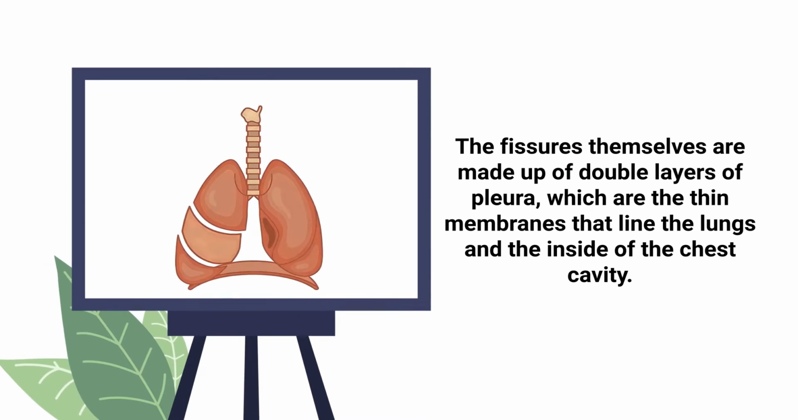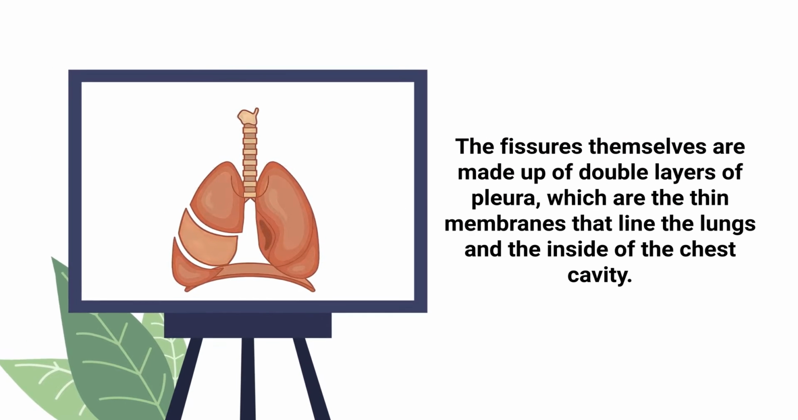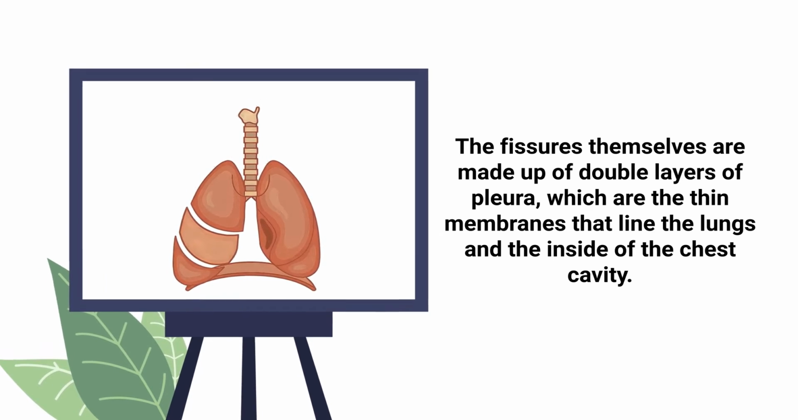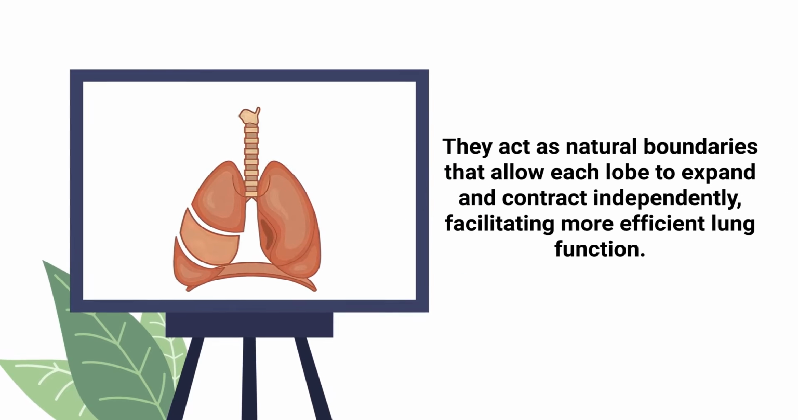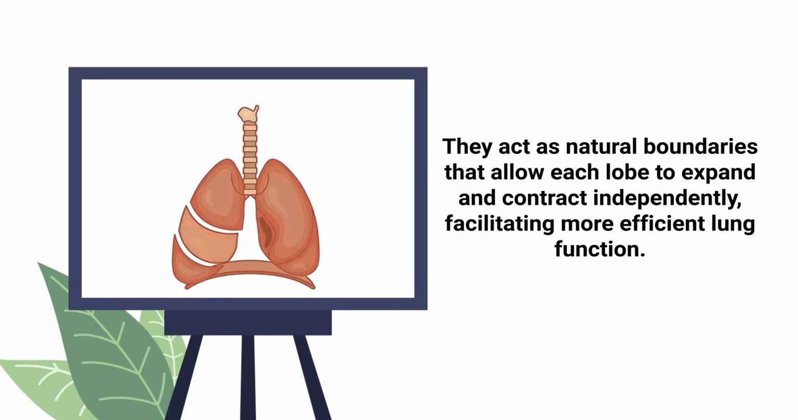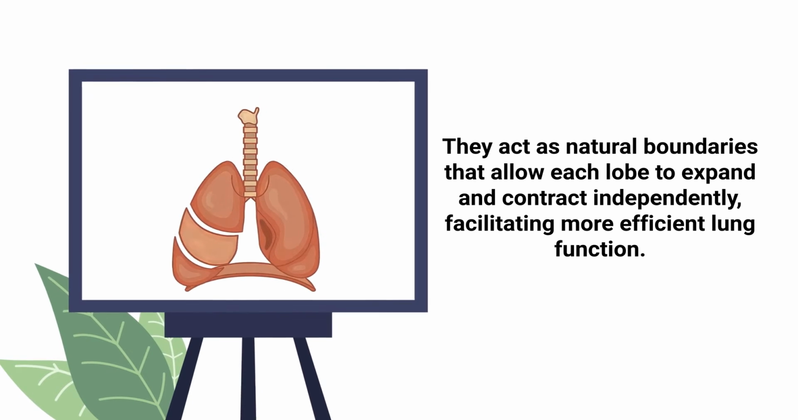The fissures themselves are made up of double layers of pleura, which are the thin membranes that line the lungs and the inside of the chest cavity. They act as natural boundaries that allow each lobe to expand and contract independently, facilitating more efficient lung function.